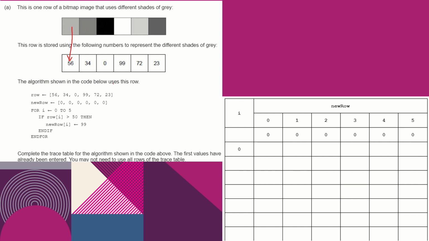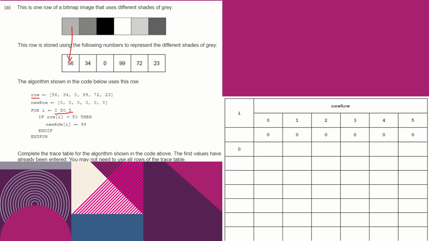The algorithm shown in the code below uses this row. Okay, so this is what we are having. Now at the beginning it's given all the values. Row is having all these values, and then new row is having these values. For I 0 to 5, if row I is more than 50, then new row I is equal to 99. And if and for, you have to complete this, and first value has been entered for you. So I is given here. Remember, the values of I are going to change from 0 to 5.